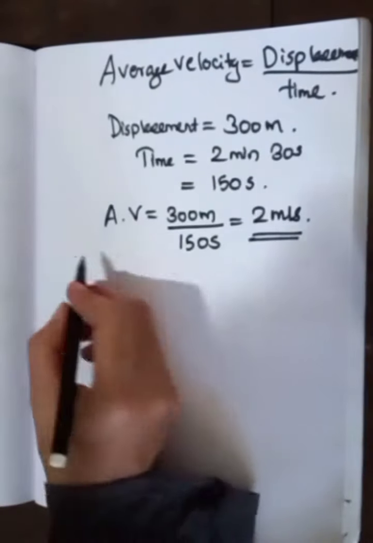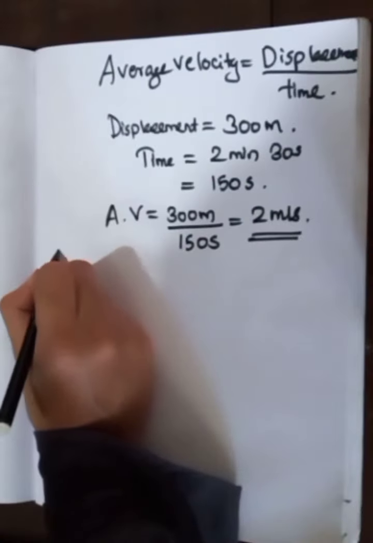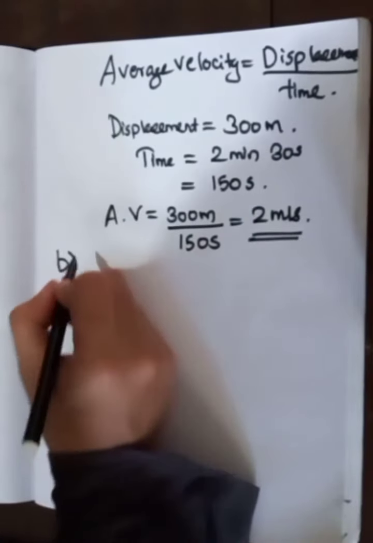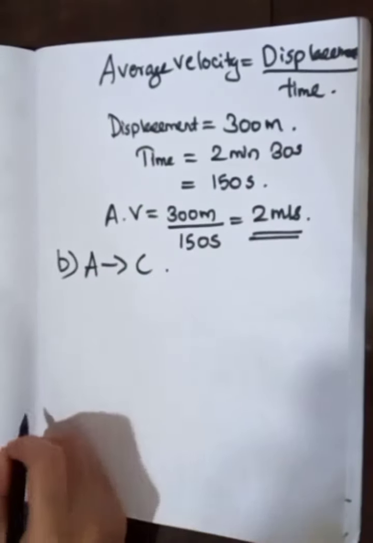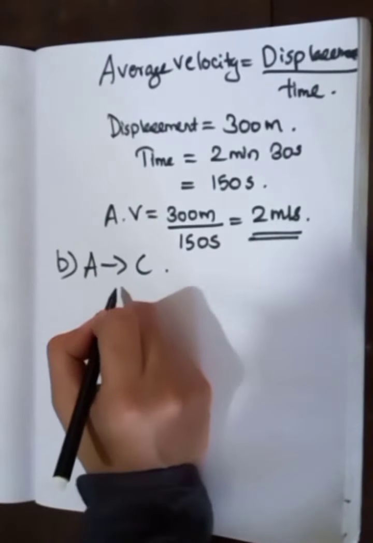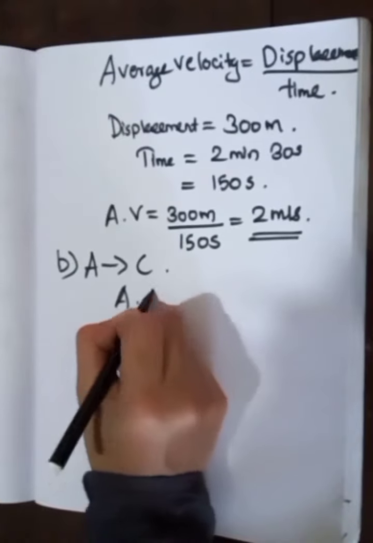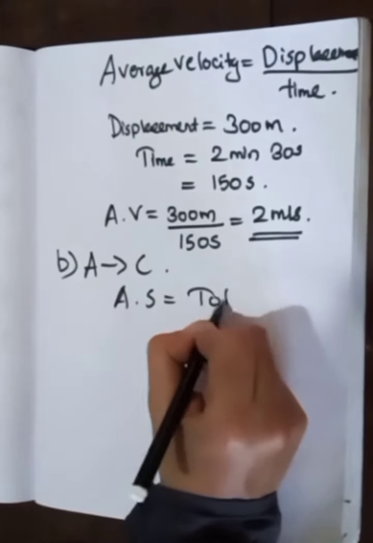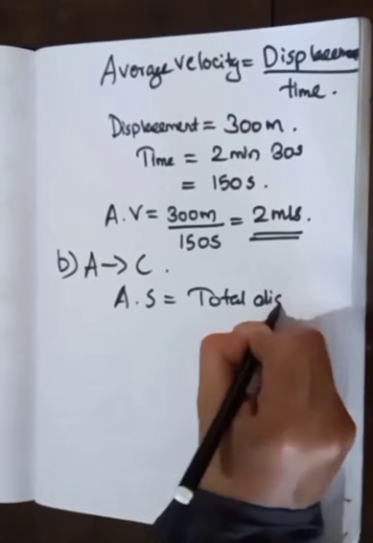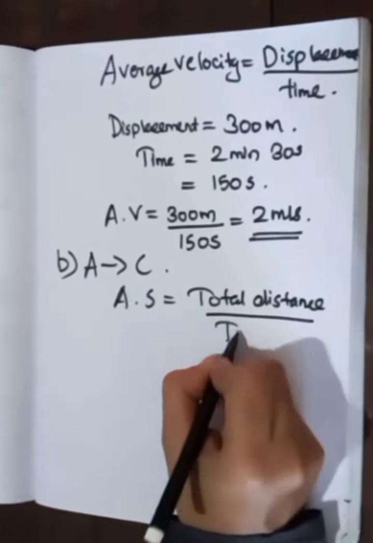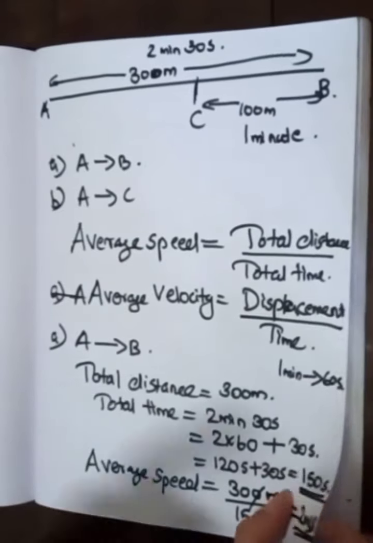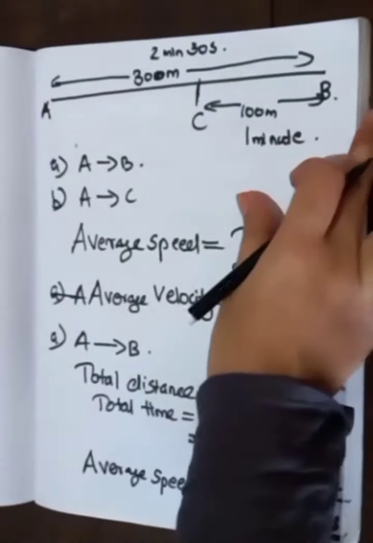Okay, then in the next question, from A to C, we have to calculate the average speed. That is total distance by total time. What is the total distance here?